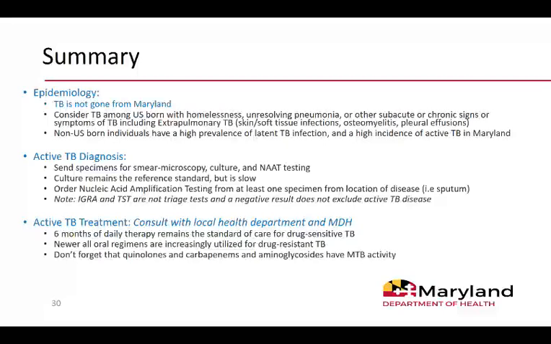IGRA tests and skin tests are not triage tests, and negative test results do not exclude active TB disease. When treating for active TB disease, it is important to consult with the local health department and Maryland Department of Health. 6 months of therapy with rifampin, isoniazid, pyrazinamide, and ethambutol remains the standard of care for drug-sensitive TB, but newer all-oral regimens are becoming available and increasingly utilized for drug-resistant TB cases. Finally, it is important to remember that quinolones, carbapenems, aminoglycosides, and linezolid all have MTB activity and can sometimes lead to partial treatment and can sometimes obscure the diagnostic process.